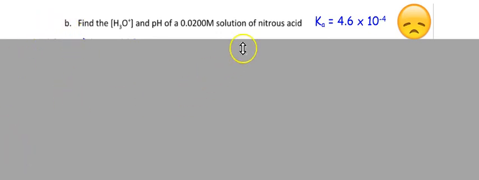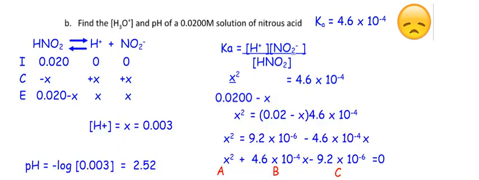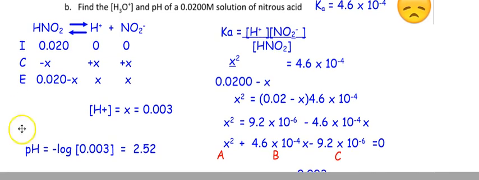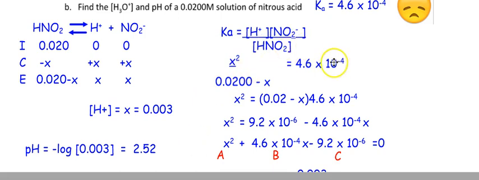All right, let's see how you did. Maybe you're done. I hope so, because you're back, right? So here is what I did. I have to scroll down even some more, aren't I? So anyway, here is my ice table. And notice I have 0.020 minus x. I wasn't lazy this time. And I have my x squared over 0.020 minus x equals this.